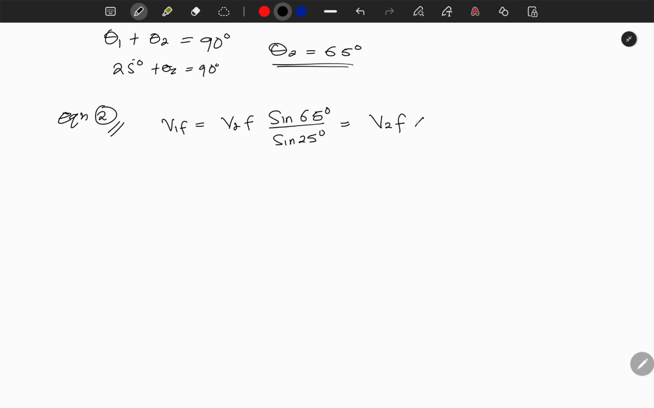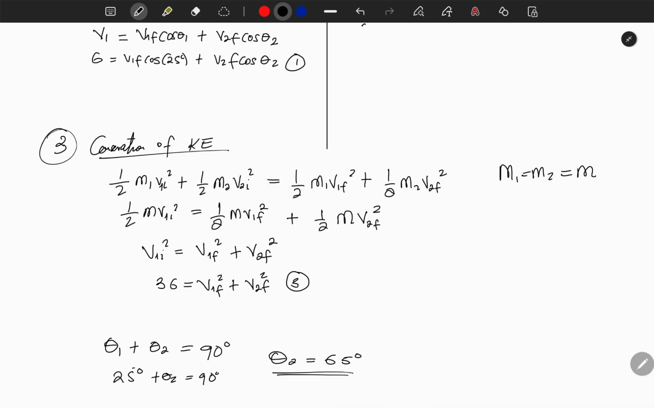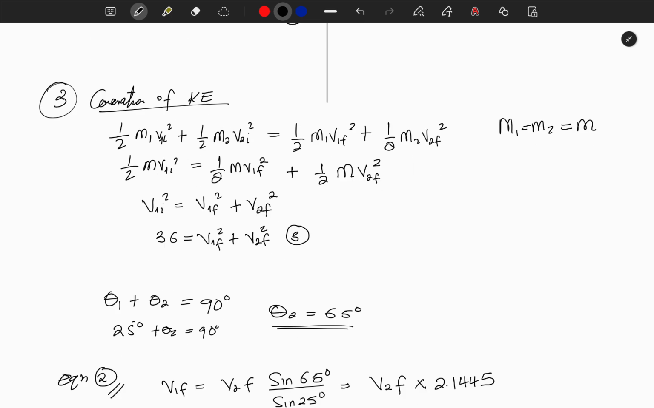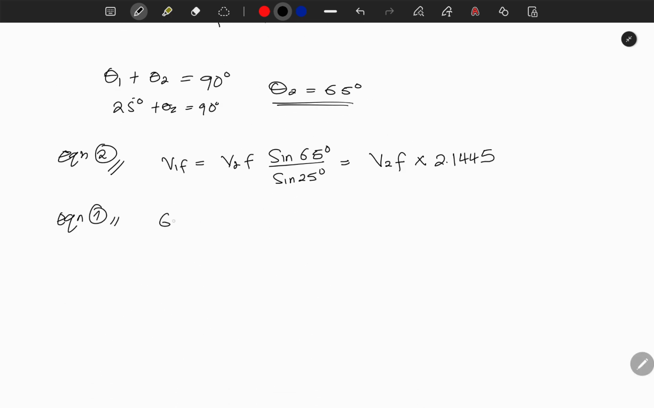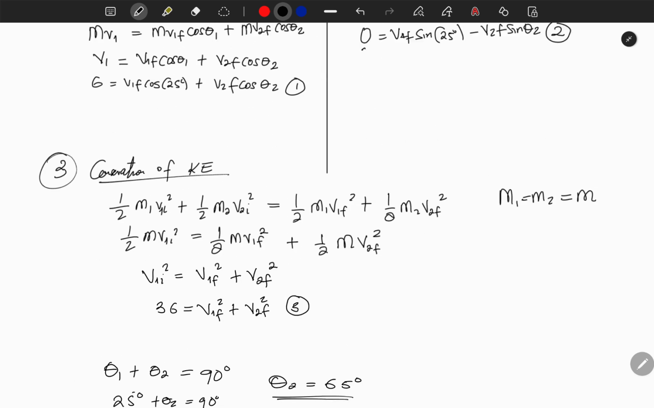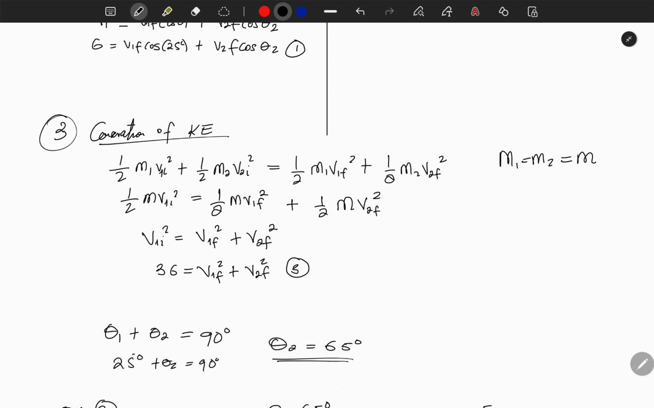v2f multiplied by 2.1445. We do the same. Let's go to equation 1. Equation 1 is just here: 6 and so forth. We can replace the angles there. We end up having 6 is equal to v1f cos 25 plus v2f cos 65 degrees.